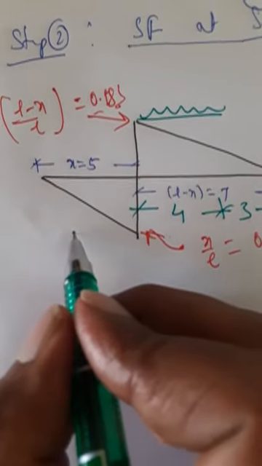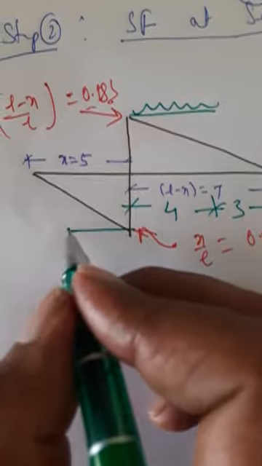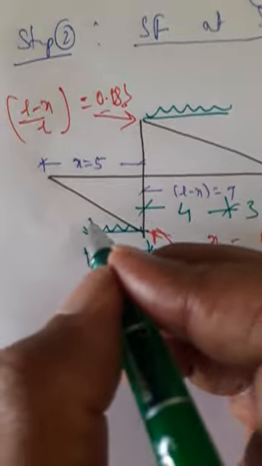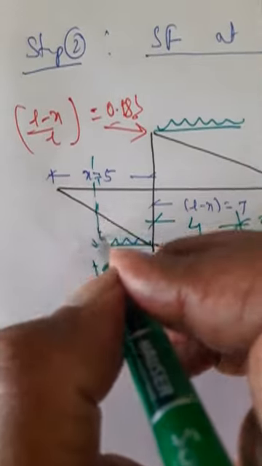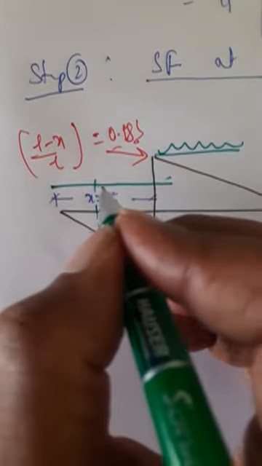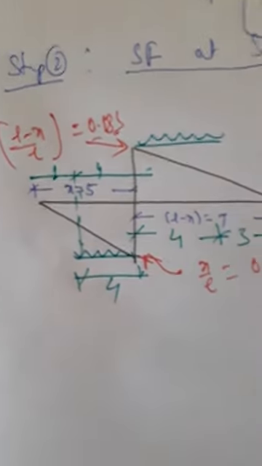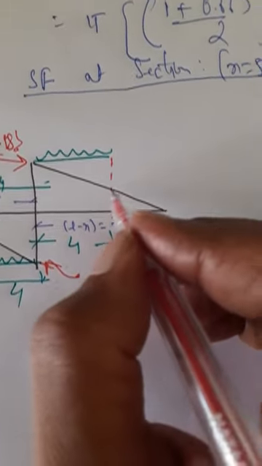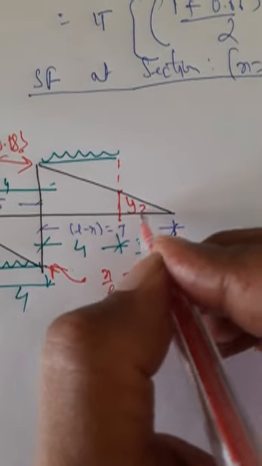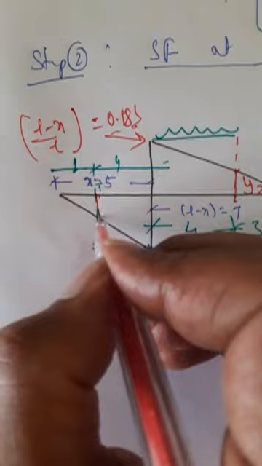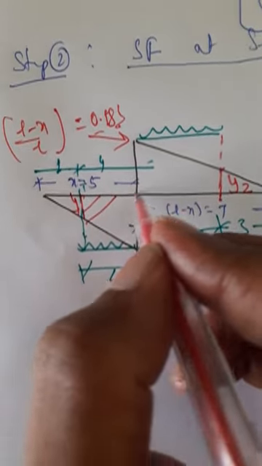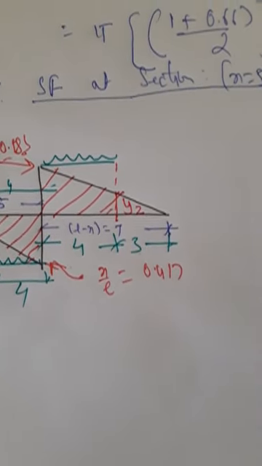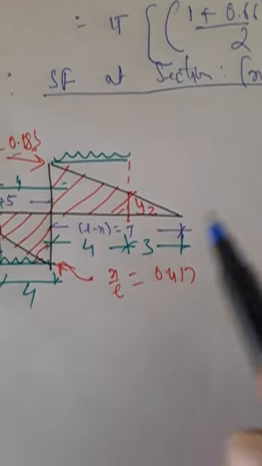Next step, place the UDL on the left side. So this dimension is 4. Let me project it here. So this dimension is 4, this is 1. Now I have to find out the area. For this, project this line. Let this dimension be y2 and this ordinate be y1. So I have to find these areas under the load, and to do that I need to calculate y1 and y2.